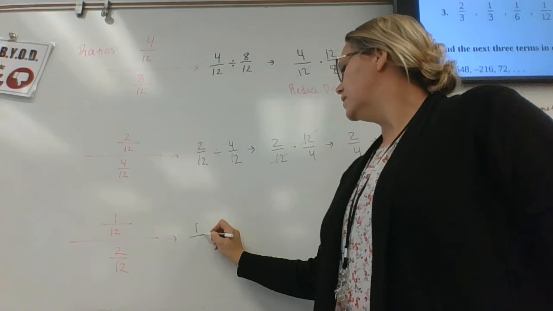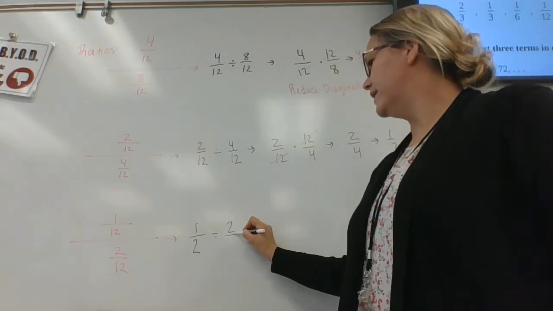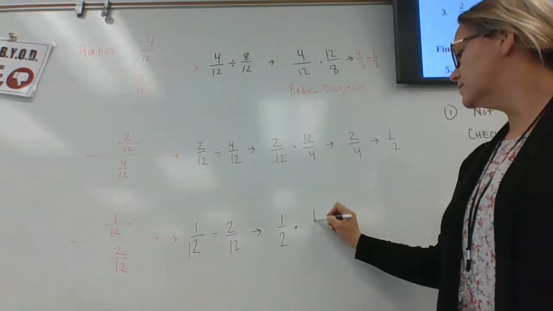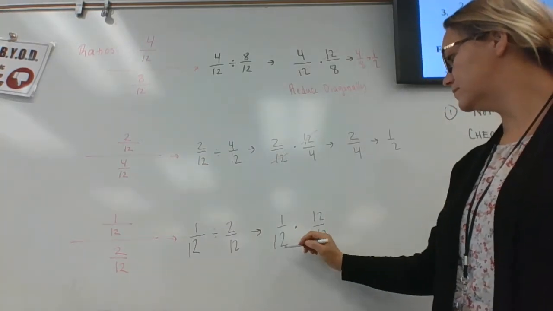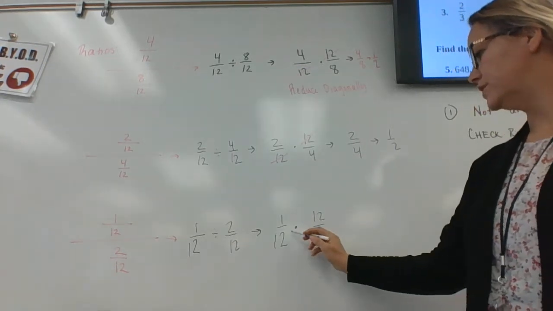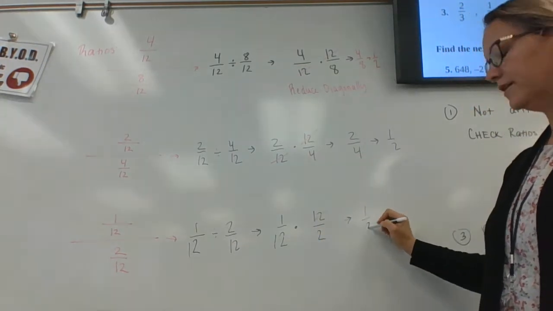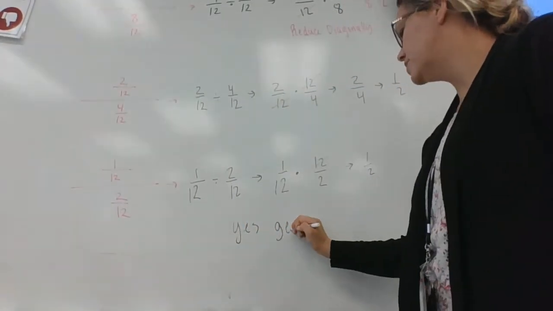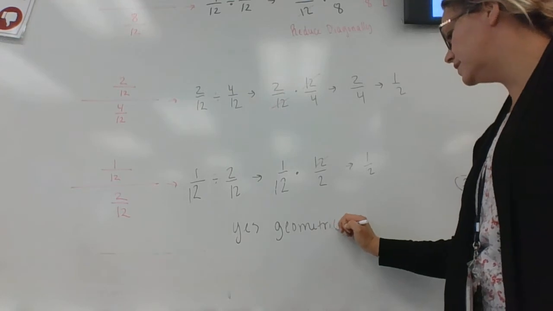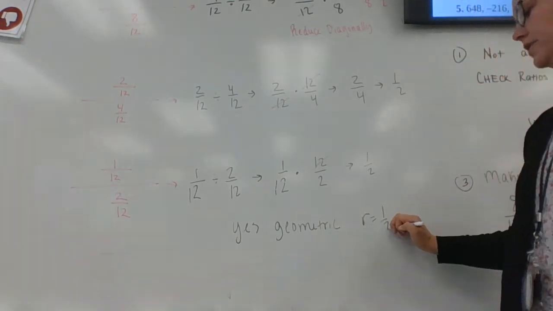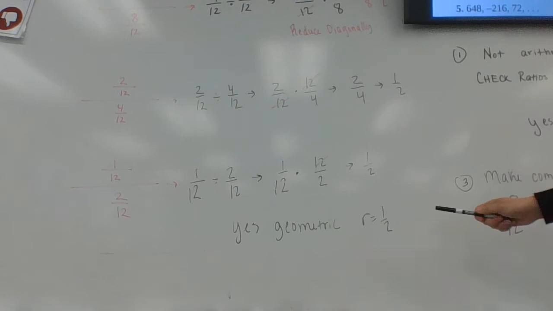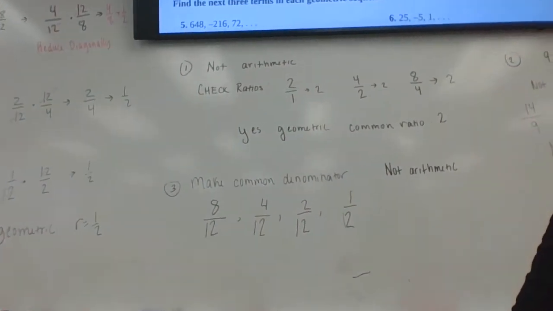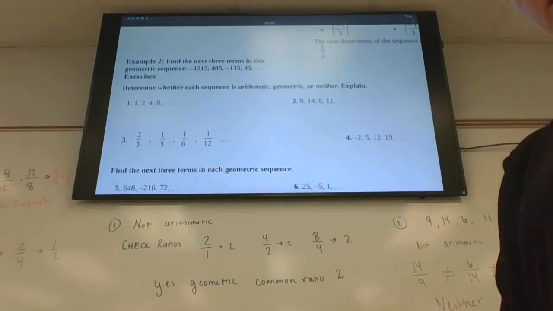All right, so 1/12 divided by 2/12. Reduce diagonally, and we get the 1/2. So the answer to the question is yes, this is geometric, and I want you to now consider this an R value. R for ratio. There's a constant ratio here. When I put each term over its previous term, I get the same value, and that value is R, the ratio.